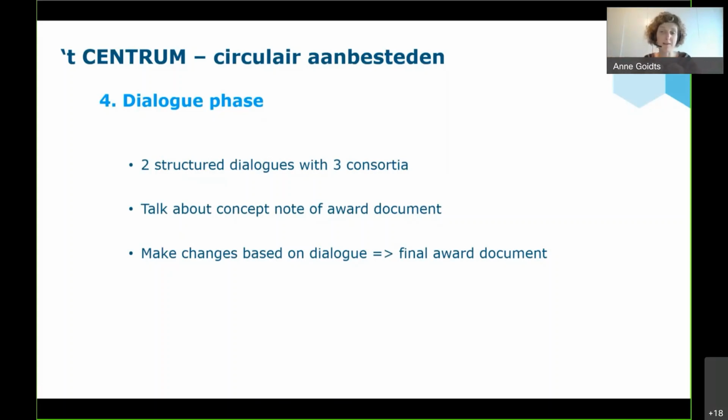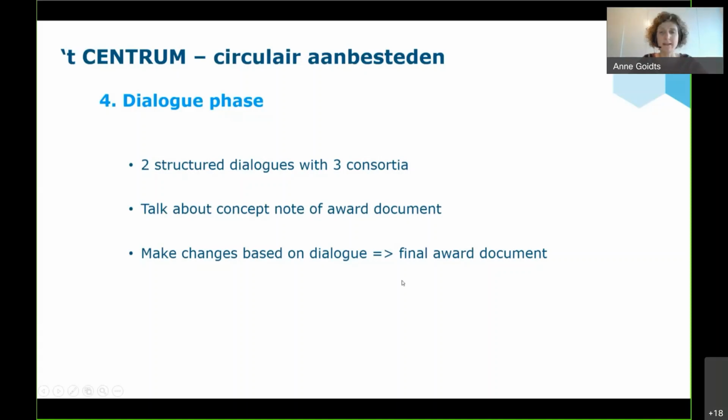And if they asked questions, they had to do it officially, and the answers went to all the other consortia too. So you can imagine, if you do that 2 times for each consortium, it's really time consuming. That's also why one of the consortia decided, after the first dialogue round, to finish the procedure, because they thought it was too time consuming, too much effort for the chance they had to win it.